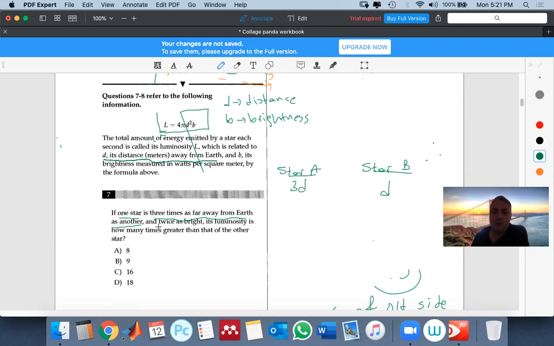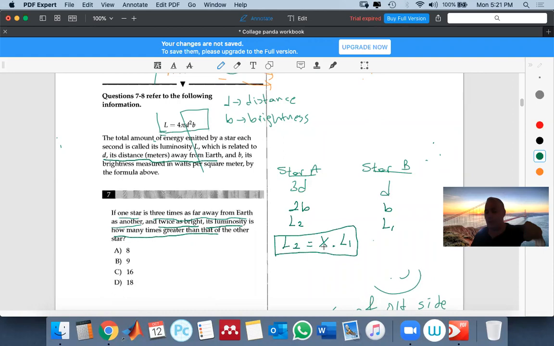And then twice as bright. So if its brightness is B, twice means 2 times B. Till here, I think no question. Its luminosity is how many times greater than the other one? If this is L1 and this is L2, the question is: L2 is how many times greater than L1? What is the relation between them? L2 is equal to 2 times L1, or L2 is equal to 5 times L1, something like that. So we will find X.